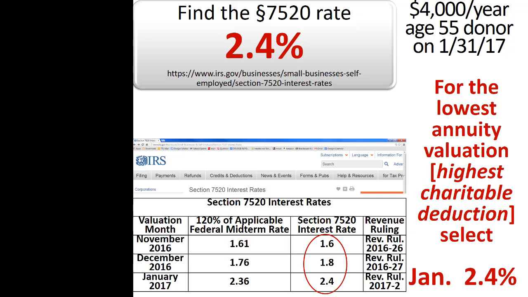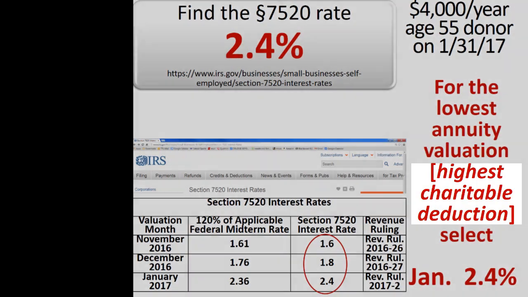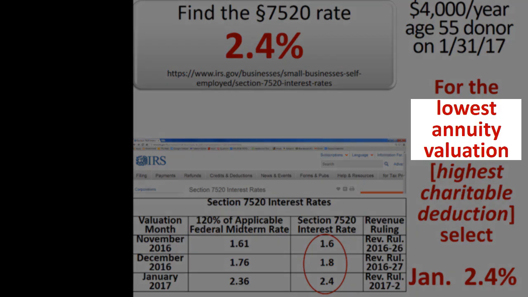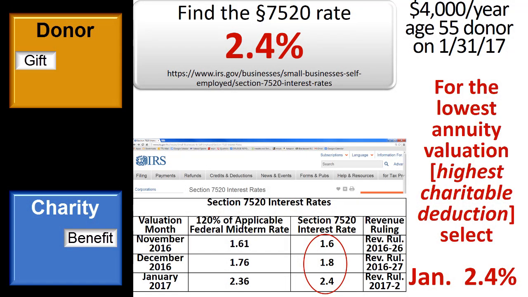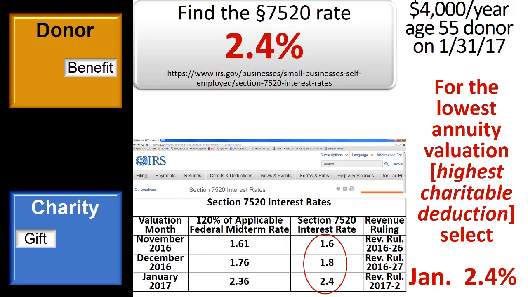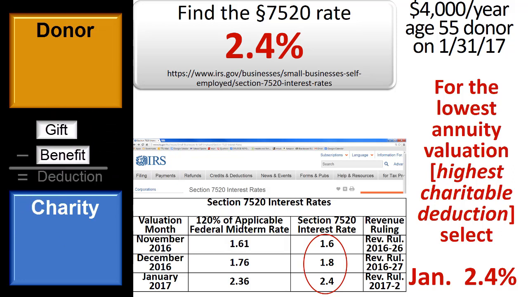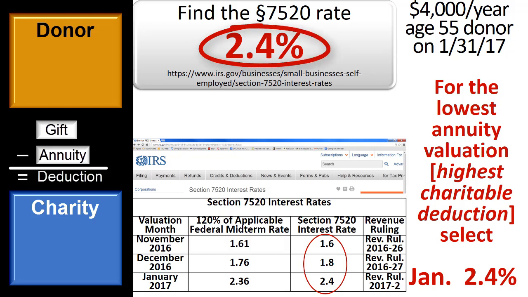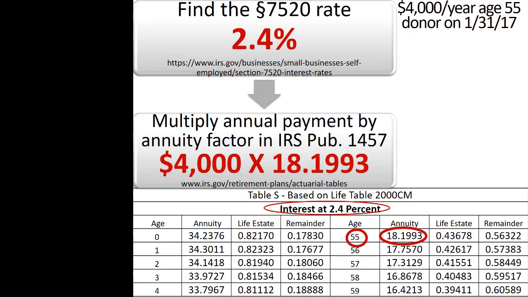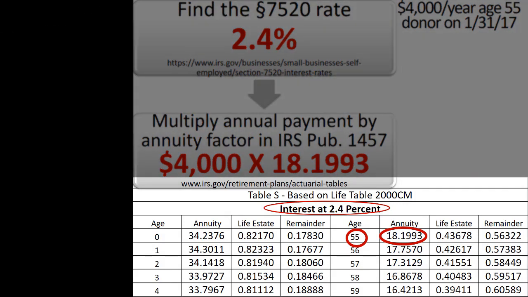Because our donor wants the highest charitable deduction, he consequently wants the lowest valuation for his annuity. Remember that the charitable deduction is the value of what the donor gives to the charity, less the value of what the donor receives back from the charity. In this case, what the donor receives back is the annuity. To get the lowest valuation for his annuity, the donor chooses the highest Section 7520 interest rate, in this case 2.4%.